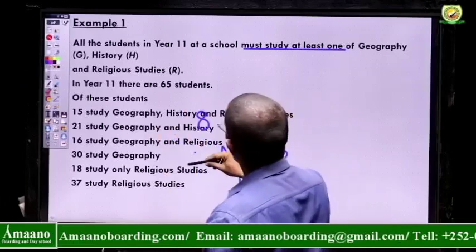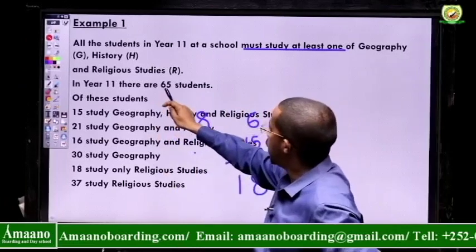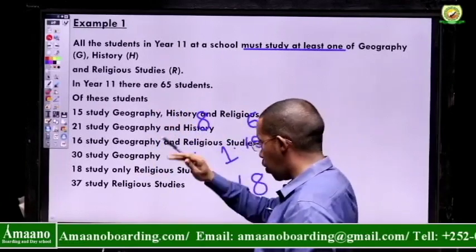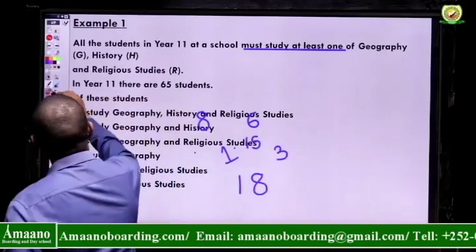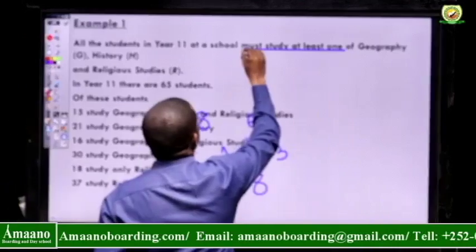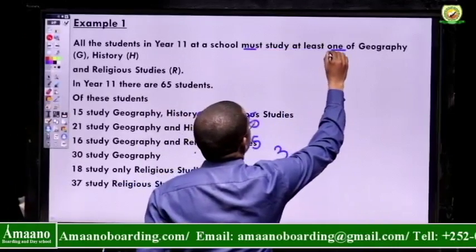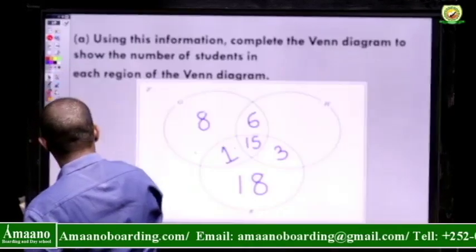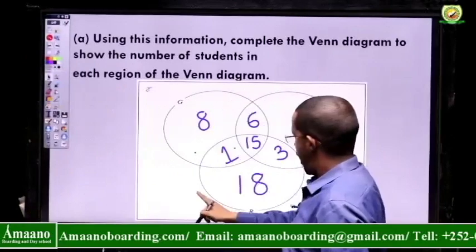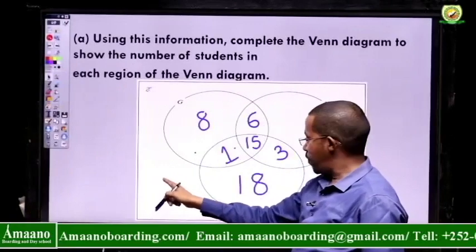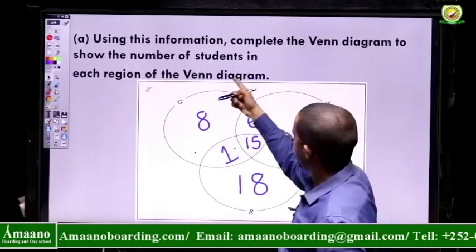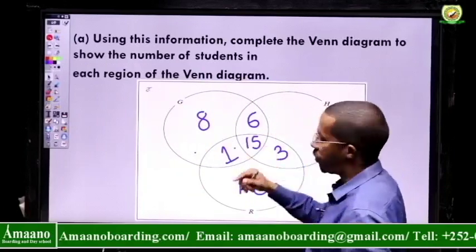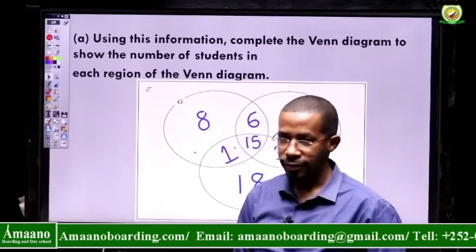And then we are also told that the number of the universal set is 65. So all of the students must be 65. Let me first delete this. And then we will go back. So I don't have to put any number of students outside here. And then the total for all this is 65.